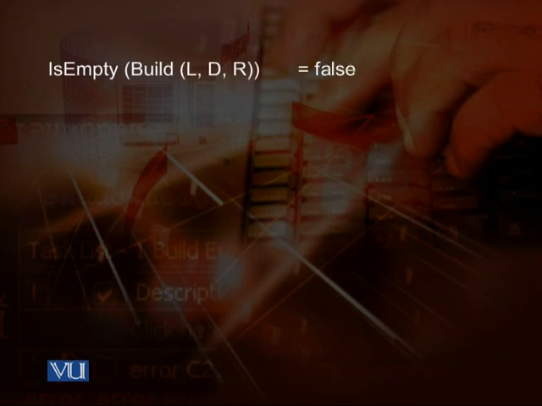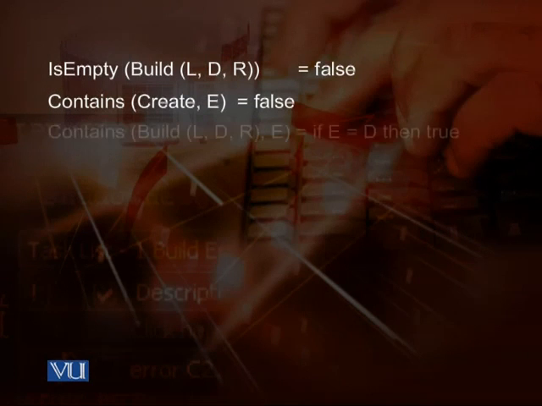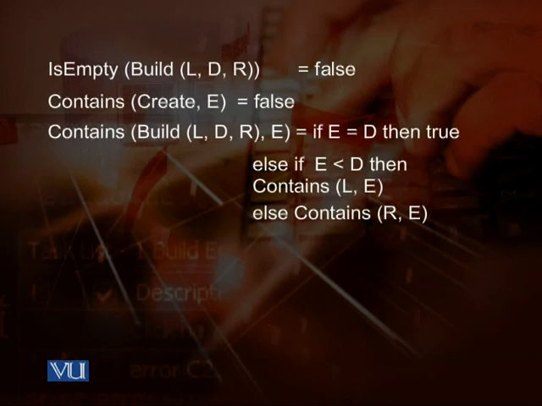Now we have a more interesting specification or axioms. First one is obviously very simple, contains create E. Since it is an empty tree, it does not contain anything, so E is not there, hence the answer is false. Now the second axiom is interesting. We write contains build LDR comma E. So we are building a tree with this build function, and we have these three parameters L, D, and R, and we want to check whether this has the element E in it or not.